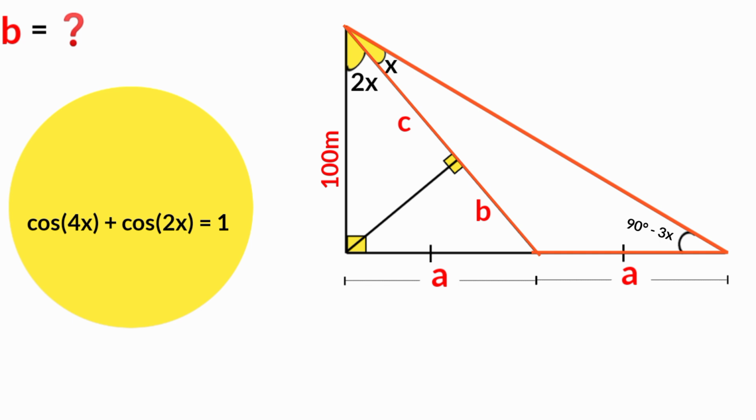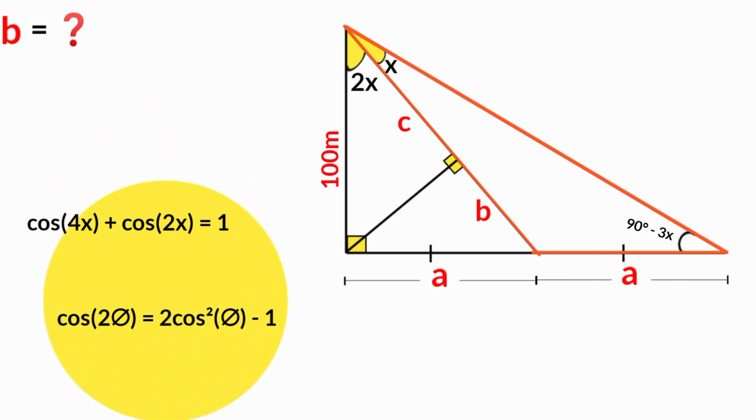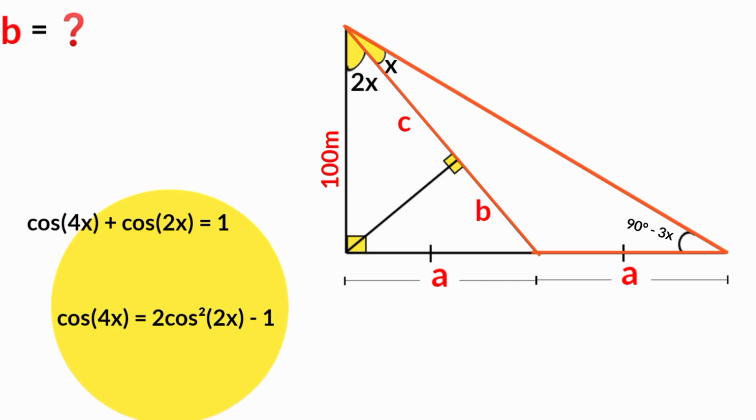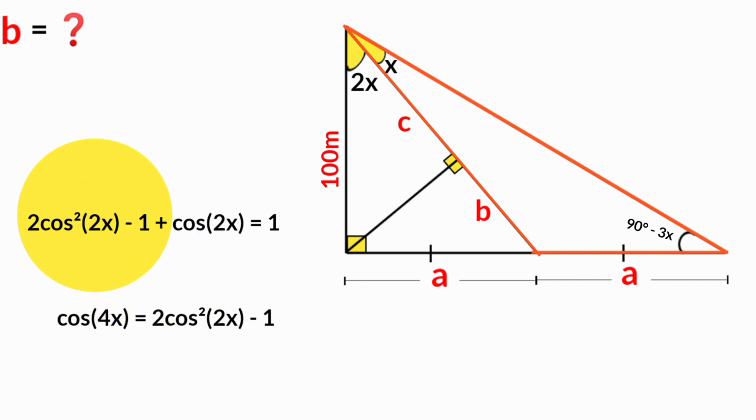Still from trigonometry once again, there is another identity that cos 2 theta equal to 2 cos squared theta minus 1. Assume theta equal to 2x. Substitute here. Now cos 2 times 2x, which is 4x, equal to 2 cos squared 2x minus 1. So cos 4x equal to 2 cos squared 2x minus 1. Come here, replace this cos 4x with 2 cos squared 2x minus 1. So 2 cos squared 2x minus 1 plus cos 2x equal to 1.